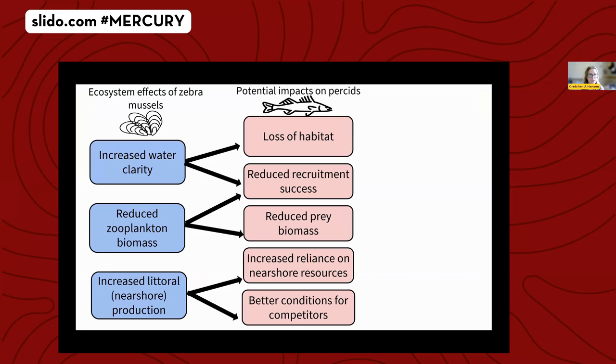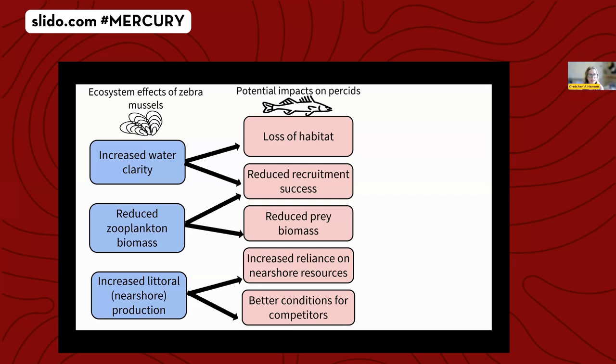Larval walleye and juvenile walleye depend on zooplankton when they first hatch. So reduced zooplankton biomass could have a negative impact on the recruitment of walleye, because those little fish need that zooplankton before they can transition to fish. It also might indirectly affect other fish species that rely on zooplankton, thereby reducing prey biomass for walleye.